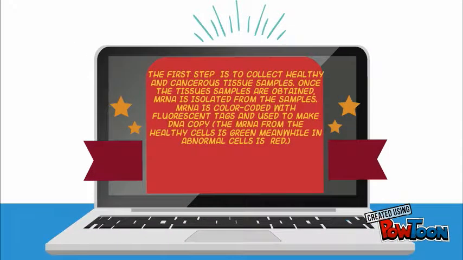The first step is to collect healthy and cancerous tissue samples. Once the tissue samples are obtained, mRNA is isolated from the samples. The mRNA is color-coded with fluorescent tags and used to make a DNA copy. The mRNA from the healthy cells is green, while in abnormal cells it is red.